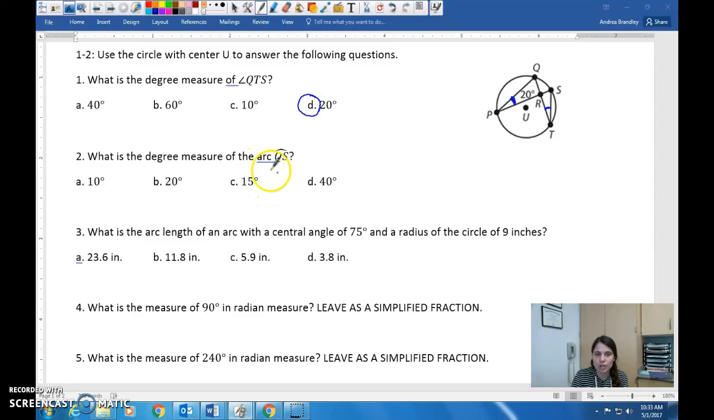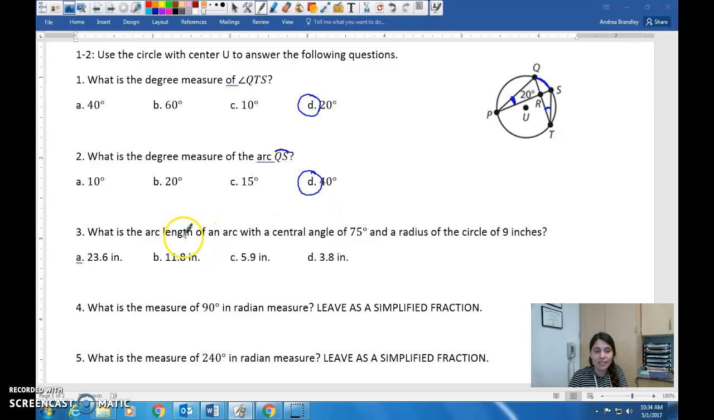So if this is 20 degrees, this is also 20 degrees. And then the second question asks for the arc QS, and it's asking for the degree measure, not the length, and that's what this little symbol here is for. So if I look here, this angle is 20 degrees, and it's from the same points as this arc. And inscribed angles are half of the arc angle, so if this is 20, then the arc has to be double that, which is 40 degrees.